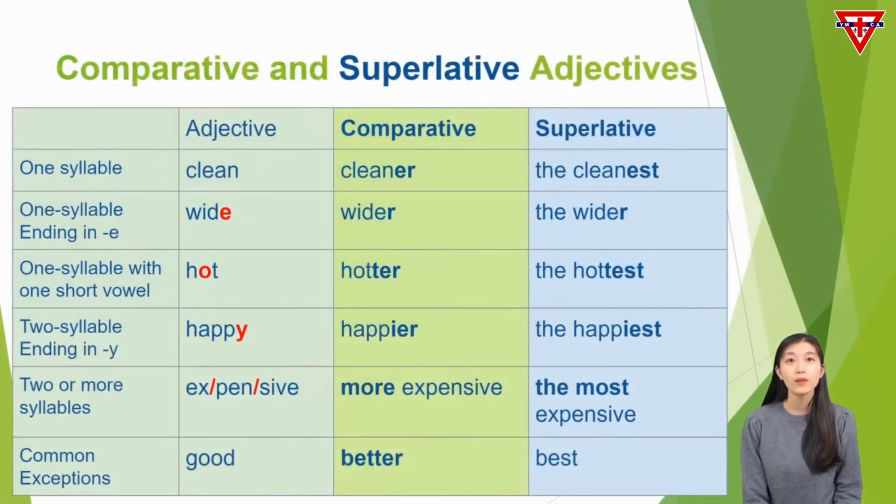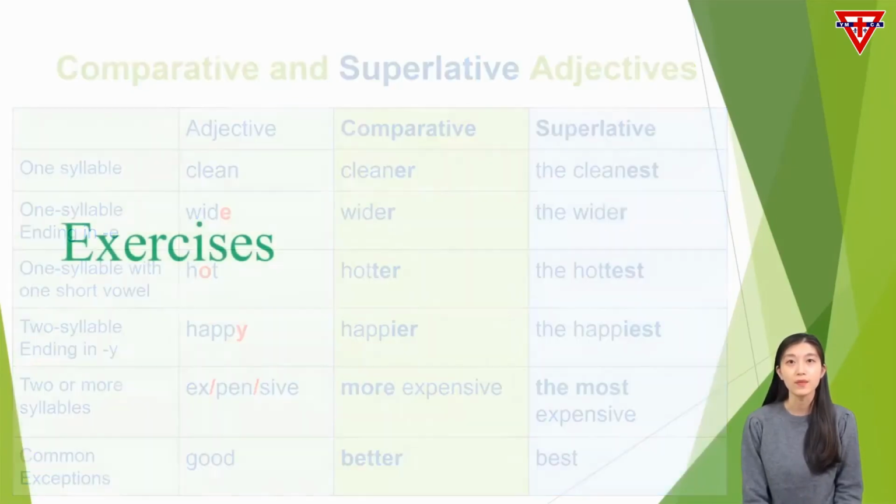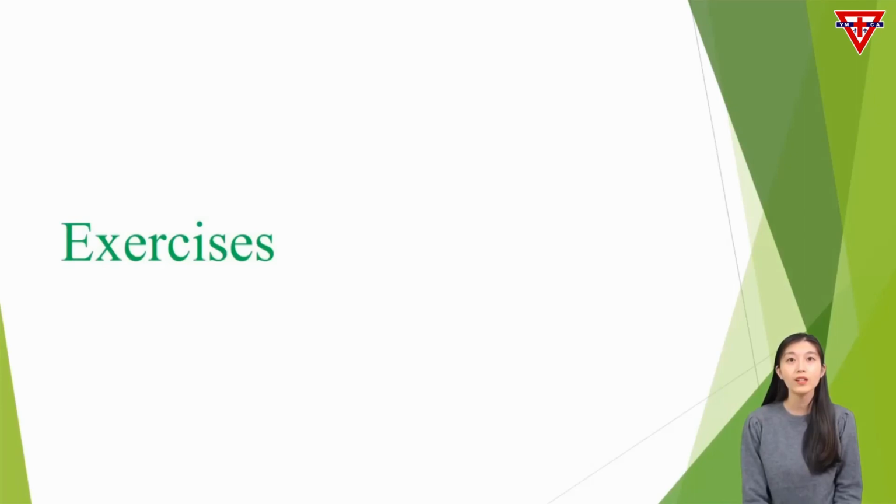Well, we are almost at the end of the video. You should now be able to tell the differences of the forms between superlatives and comparatives, and also be able to use them to compare different things. This is a summary table that will help you better understand the differences of comparative and superlative adjectives. Now let's move on to the exercises.